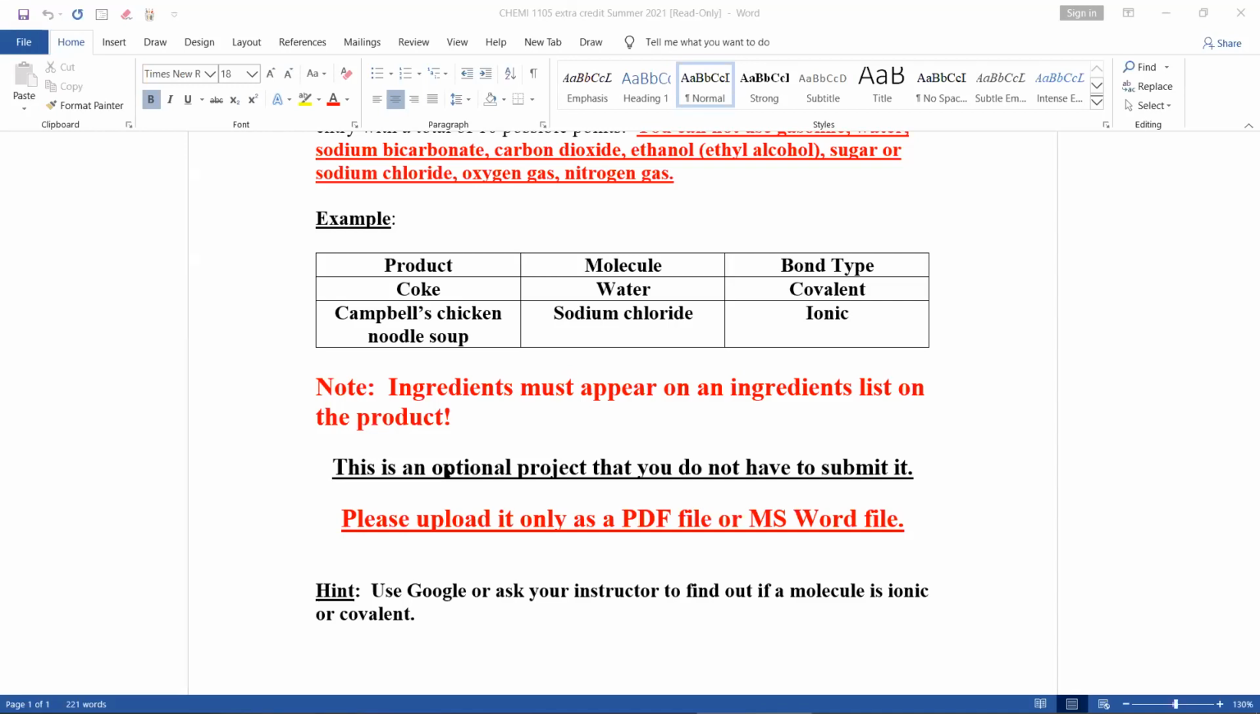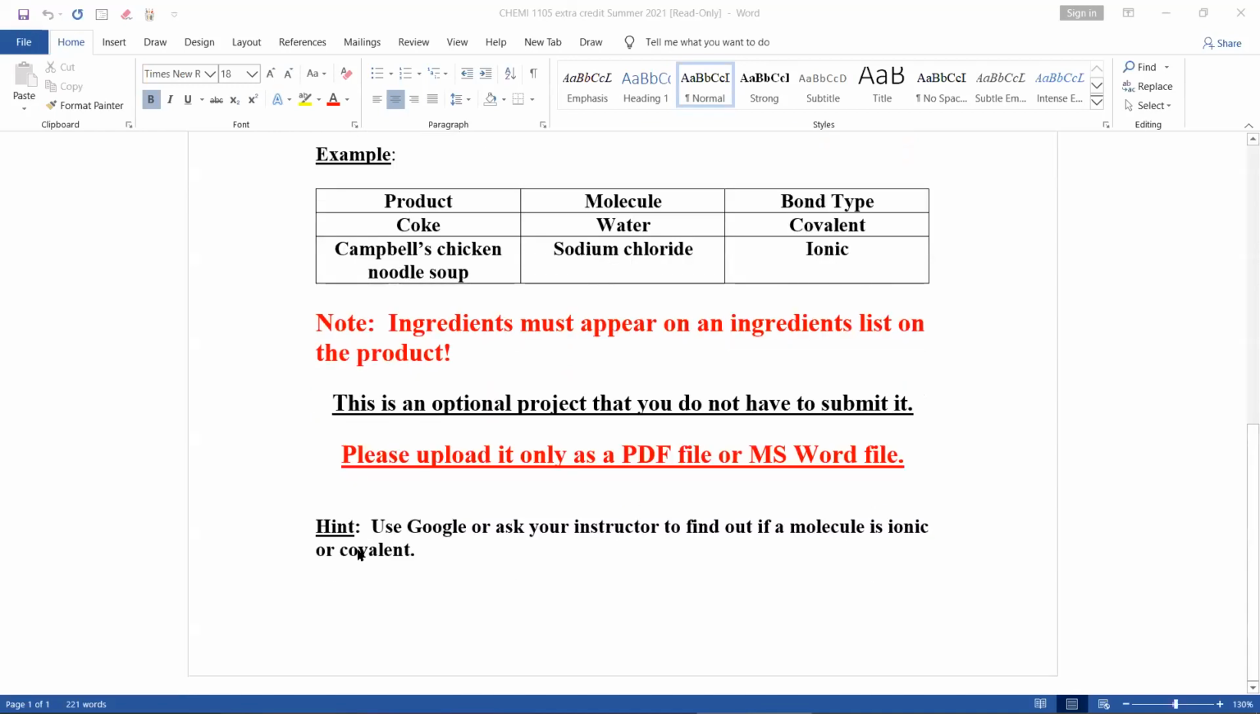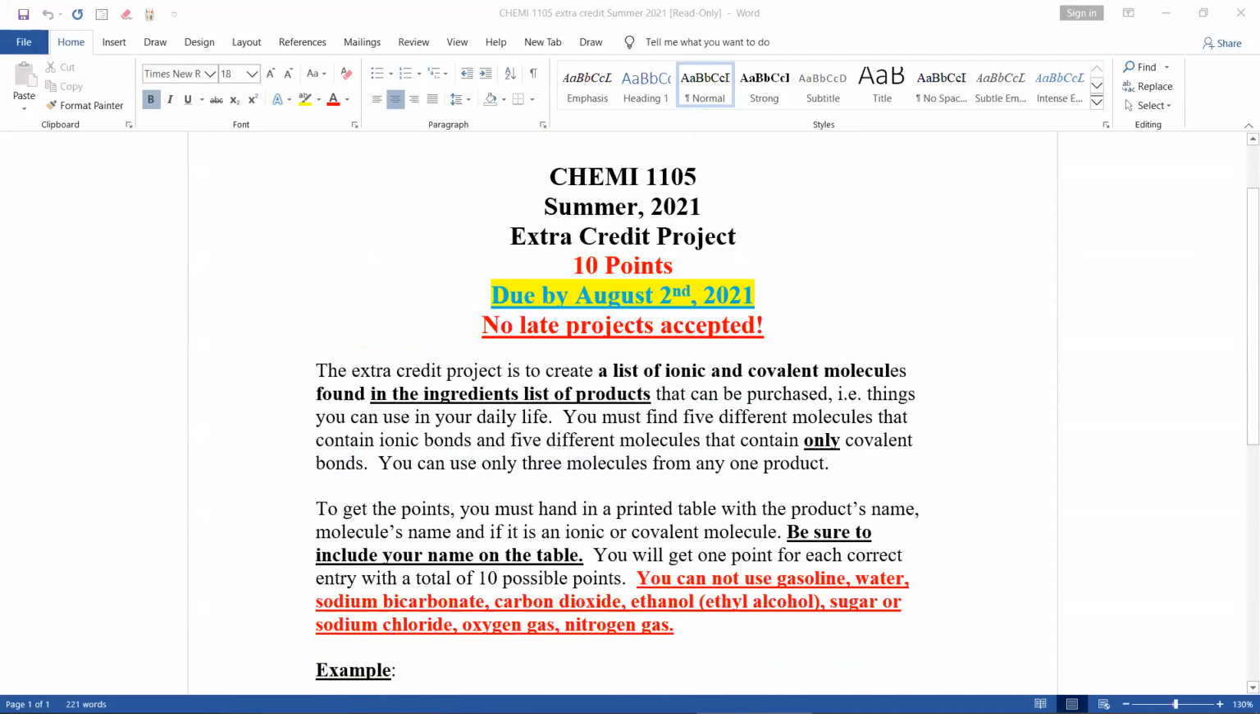This is optional. You do not submit it. Please upload it as a PDF file only or an MS Word file. Now, hint, use Google, or here's a big one, ask your instructor to find out if your molecule is ionic or not. So 10 points. Yes, 10. 10 big ones. It's like adding 10 points to your bottom line, however you want to consider it.